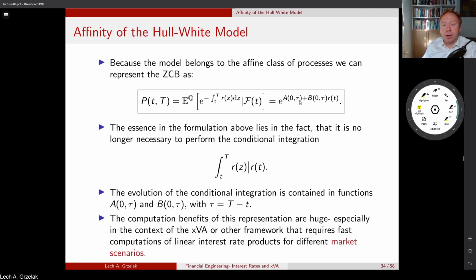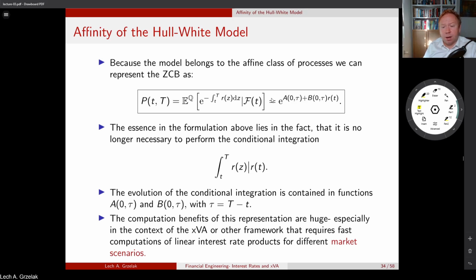And those functions A and B are closed form. I will show you explicitly the form for A and B. They are really one-liners, which means you can implement them in a single line. B will be trivial. A will be a function of theta. As you can imagine, this time-dependent function theta is always included somewhere in those functions, and it's actually in A. In essence, the formulation implies that there is no longer the necessity of performing the conditional integration. This is the key element.